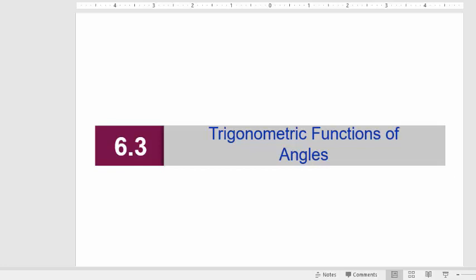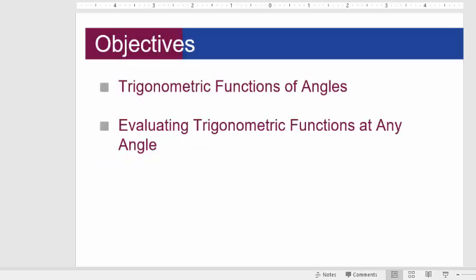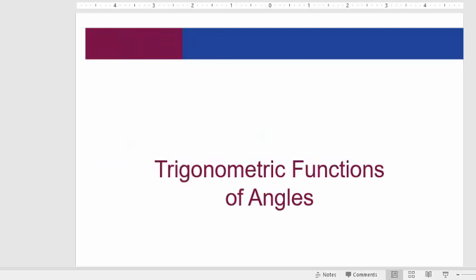So they can be negative angles, they can be angles greater than 90 degrees, and also angles like 90 degrees and 180 degrees, things like that. So, trig functions of angles.